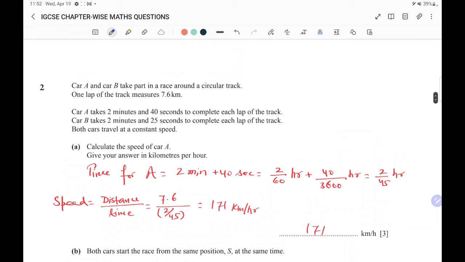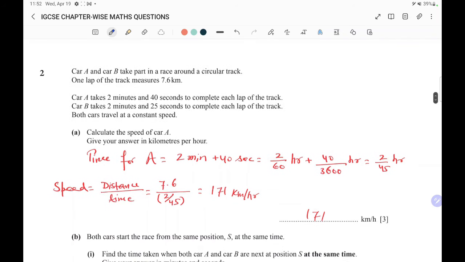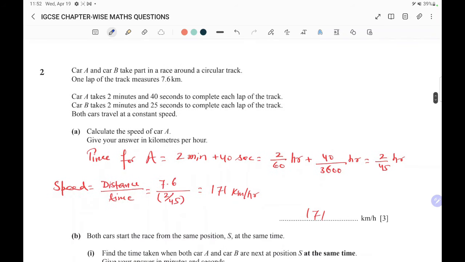Okay, now second question. The car A and car B take part in a race around a circular track. One lap of the track measures 7.6 kilometer. Car A takes 2 minutes and 40 seconds to complete each lap of the track. Car B takes 2 minutes and 25 seconds to complete each lap of the track. Both cars travel at constant speed. Calculate the speed of car A.